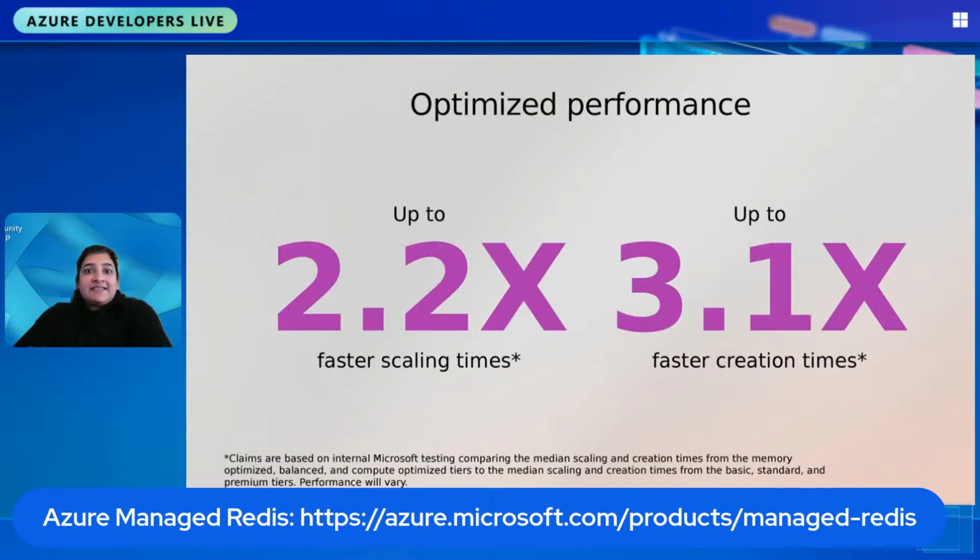And in addition to latency and throughput improvement, we've also improved on management operations. These are a lot of times overlooked, but it's very important to have the right scaling times and creation times so that the DevOps team and the developers have a good experience of using managed Redis throughout the lifetime. Creating and scaling are important operations that happen in production workloads. So we have improved on those operations as well in comparison to our existing SKUs.